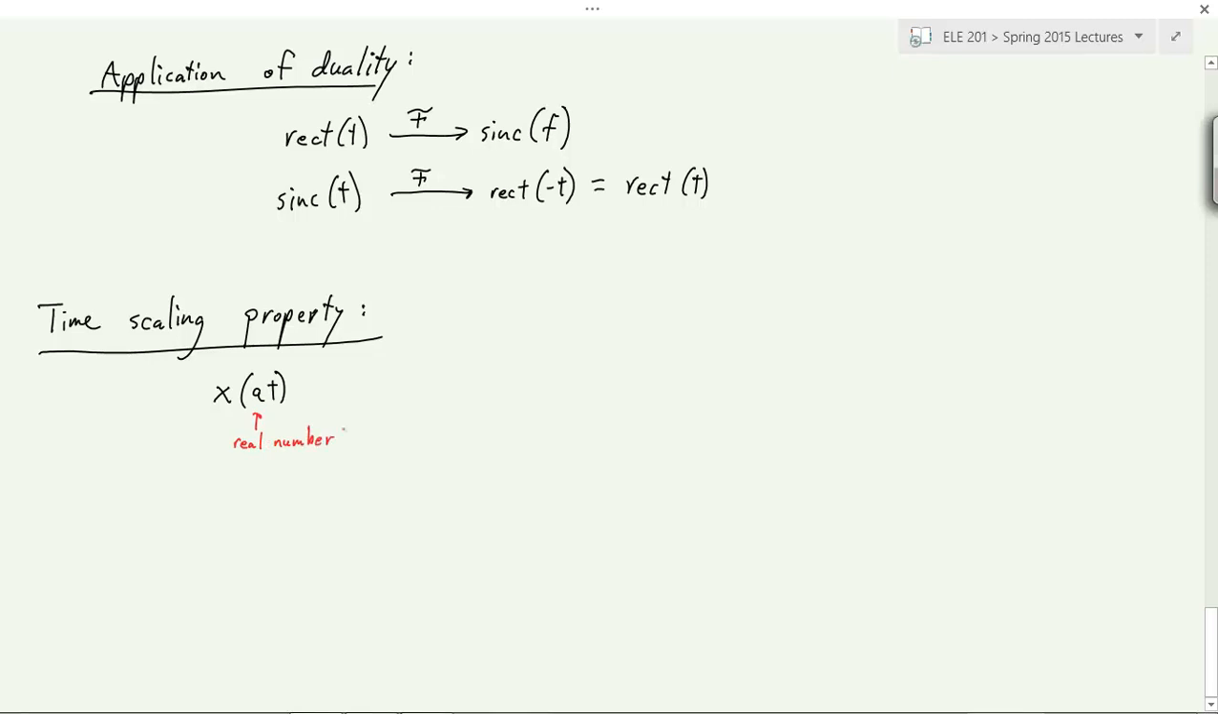First of all, what does this do to your signal? Let's say a was 2. What happens to your signal? If a was 2, it's going to pull it together horizontally, right? It's going to shrink it in time. If a was a half, it's going to spread it out in time, the opposite, right? If a was negative, it both flips it in time and possibly stretches or expands it.